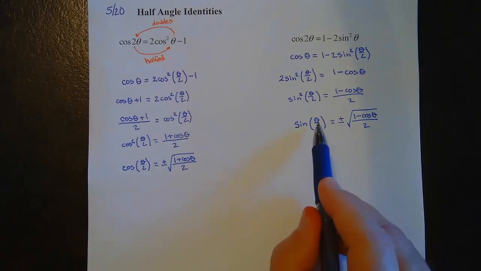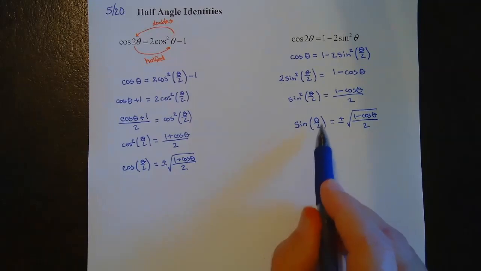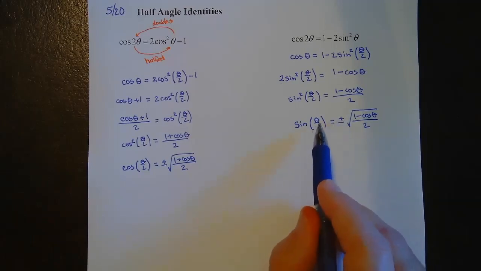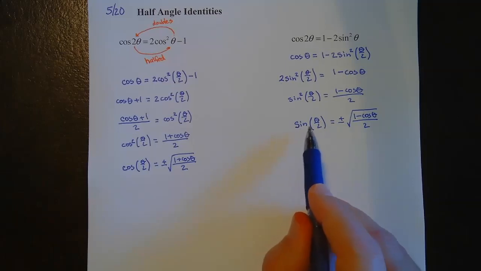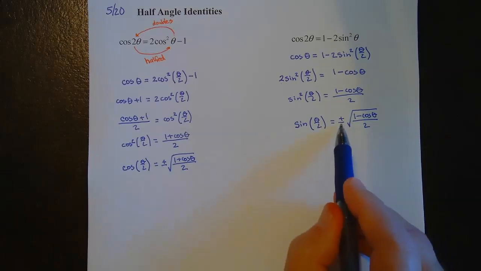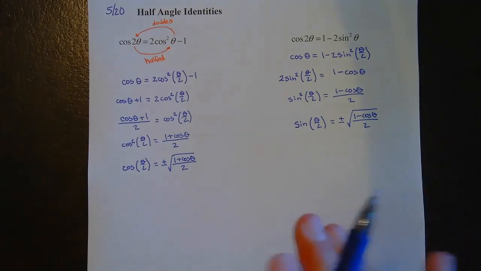All right, so here we go. How are we going to pick this? Okay, the way we're going to pick it is where theta over 2 lands. If theta over 2 is in the first quadrant, then we're going to pick positive because sine is positive in the first quadrant, okay? If theta over 2 is in the second quadrant, it's still going to be positive because the sine ratio is positive in the second quadrant. If theta over 2 winds up being in the third or the fourth, the bottom two quadrants, then that's when we would use the negative, okay? All right, so that's it with the plus or minus, okay?